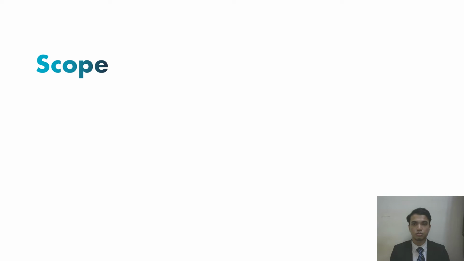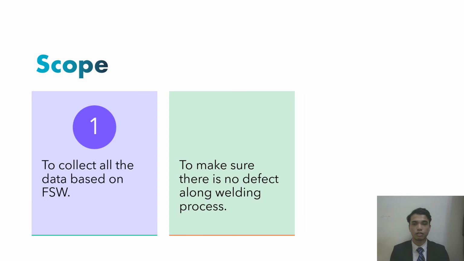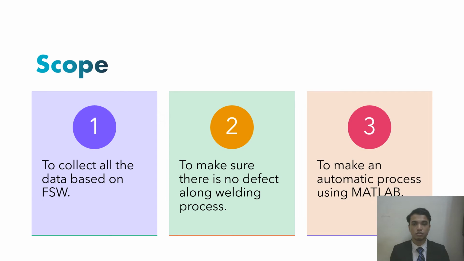Now we go through the scope. The scope in this project is to collect all the data based on friction stir welding. It is also to make sure there is no defect along the welding process. And last, to make an automatic process using MATLAB.